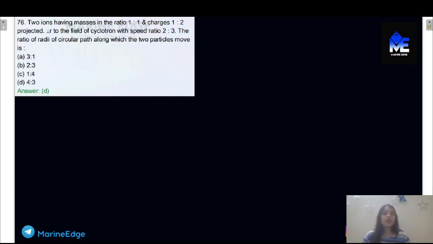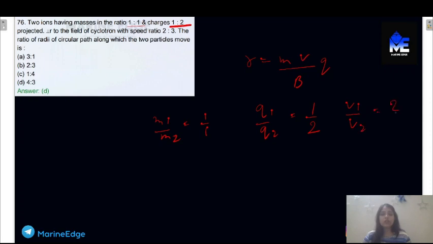Now, it is asking, two ions having mass ratio 1 is to 1 and charges in ratio 1 is to 2 are projected perpendicular to the field of a cyclotron. This also is a formula based question. It is asking for the radii of the path. The path radius is given by mv divided by qB, right? Now, we already have the mass ratio m1 by m2 is equal to 1 upon 1. We already have the charge ratio q1 by q2 equal to 1 upon 2. Correct? And we also have the ratio of speed v1 upon v2, 2 by 3.